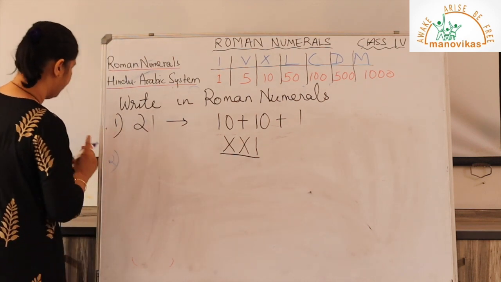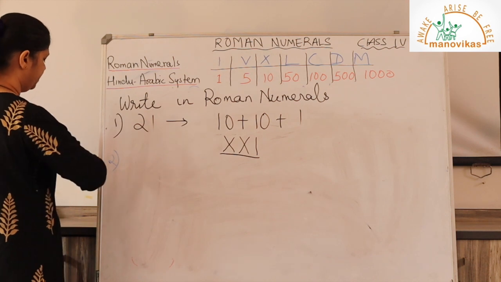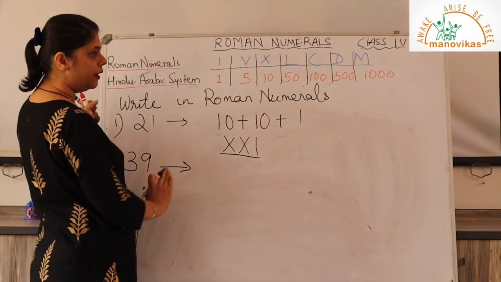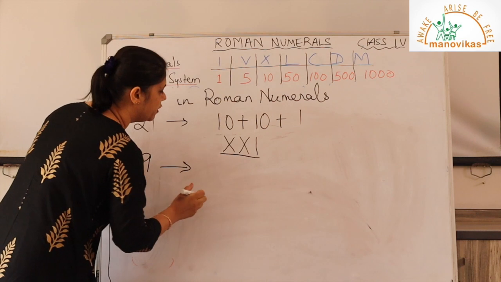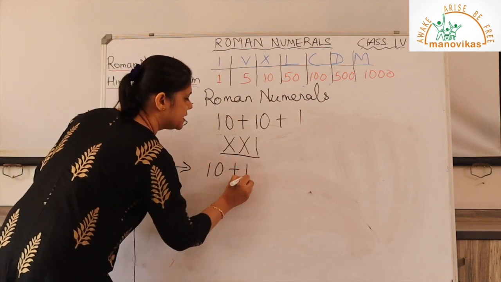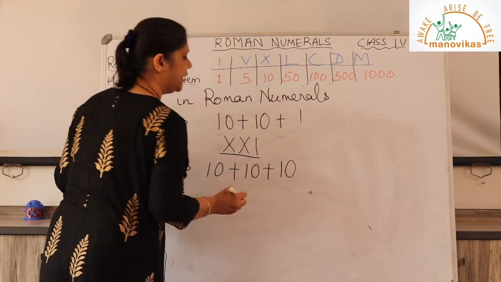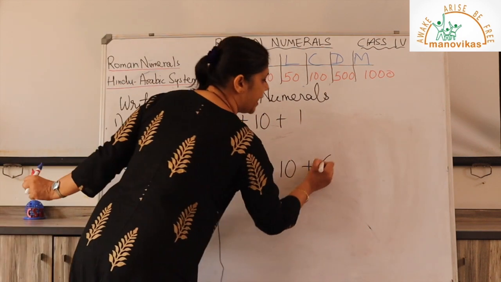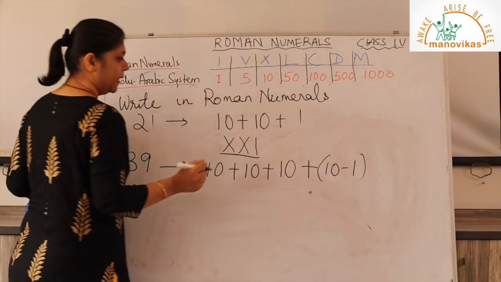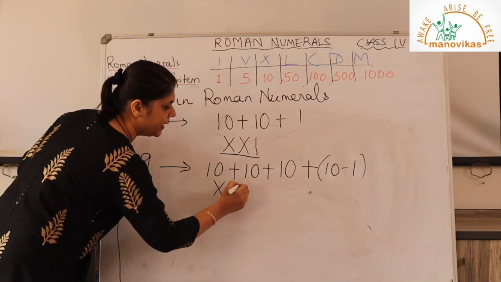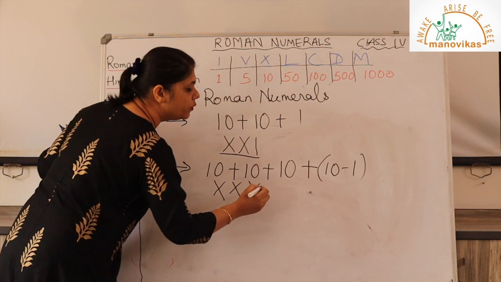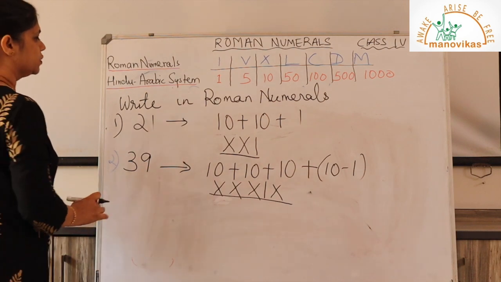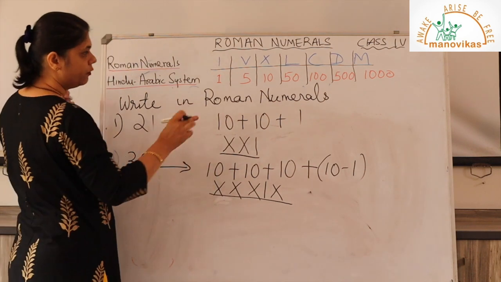See the second example. 39. Now again split this number according to the rules. Now this number will be split as 10 plus 10 plus 10, that is 30, plus, how do we write 9, children? How do we write 9? 10 minus 1. So X, X, X, and 9, how do we write? 10 minus 1. So this is 39. So we write 39 in this form.